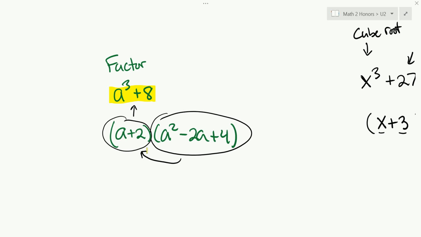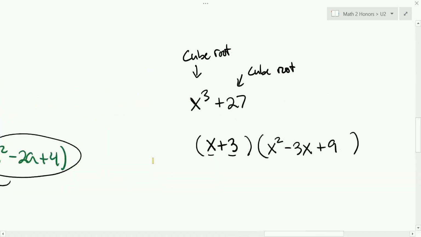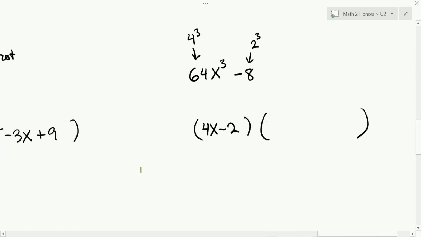A times a gives me a squared. 2 times a gives me the 2a. Yeah, it's a negative, I've got to work with that, but it's a 2a. And 2 times 2 gives me the 4. Over here, x times x gives me the x squared. x times 3 gives me the 3x, and yeah, it's negative. And 3 times 3 gives me the 9. But you see where those are coming from, right? So let's try that on this one.